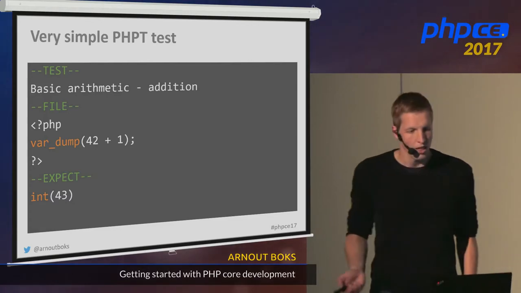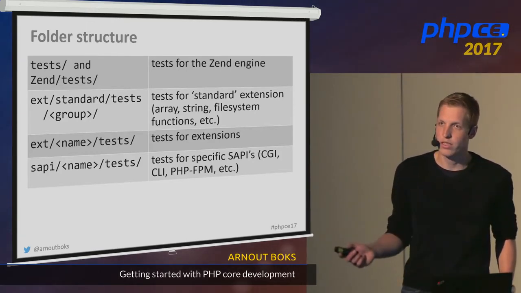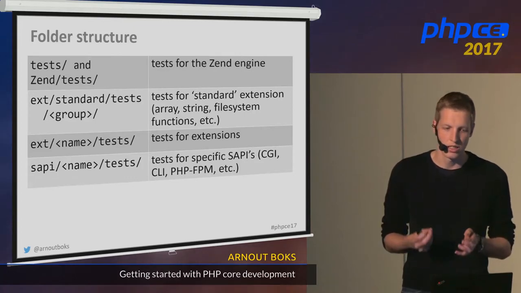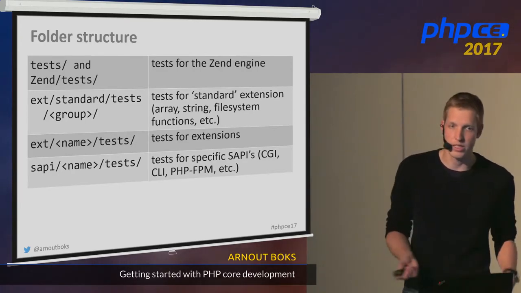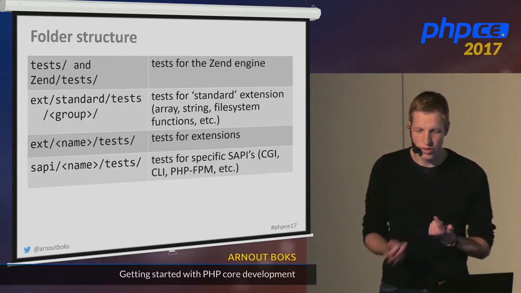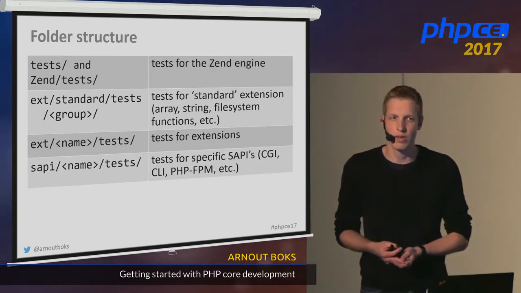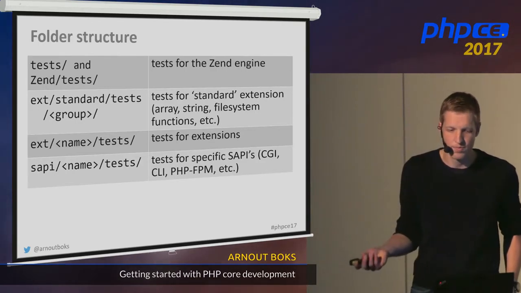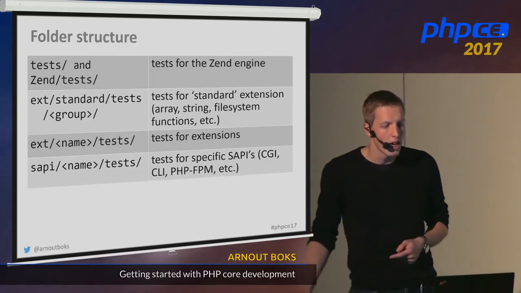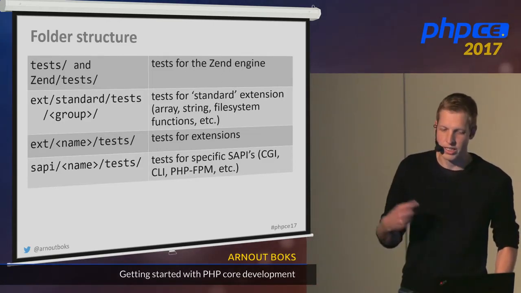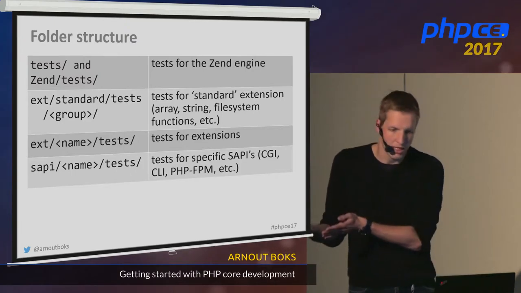These tests are organized in a folder structure. There are directories tests and Zend/tests, which contain the tests for the Zend Engine that powers PHP, so really the PHP core. There are also tests for the standard extension, which are the functions you're mainly using on a day-to-day basis, like the array functions and the string functions and the file system functions. These are officially not part of the PHP engine itself, but of the standard extension, which is always included. There are tests for the other extensions, like the DOM extension and the MySQL extension, etc. And there are tests for specific server APIs like CGI, CLI, PHP-FPM, etc. So the code that glues PHP to the environment in which it runs.